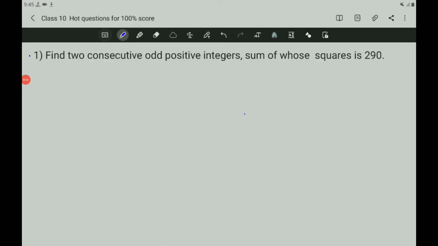Children, it is a continuation of the solution of odd questions for 100% score in mathematics. Take the first question. Find two consecutive odd positive integers, sum of whose squares is 290. So what is the question? Find two consecutive odd positive integers, sum of whose squares is 290. Here, consecutive odd positive integers: the difference between them is 2.